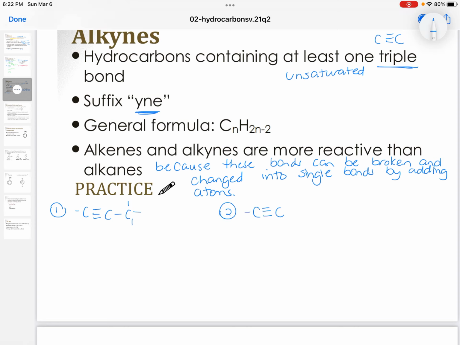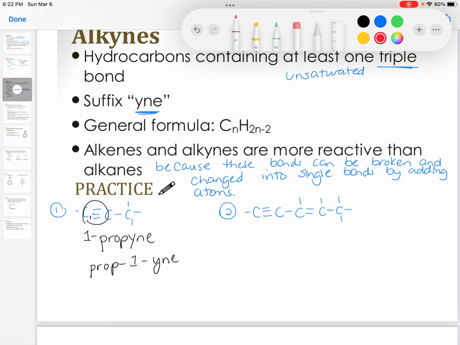And for the second example here, we're going to do one that has both double and triple bonds, and I'll show you how to deal with that. Okay, so the first one, again, count the carbons: 1, 2, 3, that's prop. Now that we have at least one triple bond, you get the ending yne, and it's on carbon number 1, so 1-propyne. Or if you like the other way, you could name it like this.